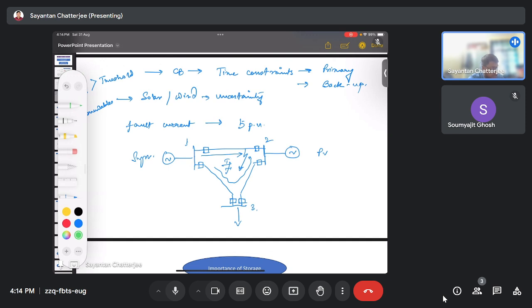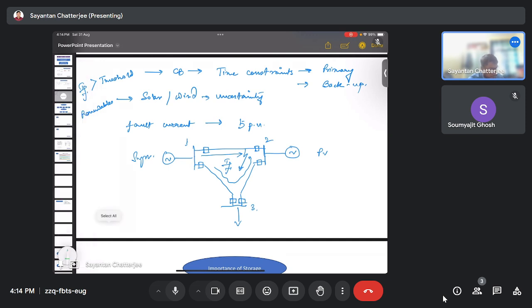the magnitude of these two fault currents would change, right? The magnitude of this fault current changes because the PV would also inject a fault current to this fault location, and similarly this path would also face a different fault current. So ultimately there is a change in the magnitude of the fault current. Now for the breakers we have relays R1 and R2. These relays would sense different fault currents, and accordingly they would send the trip command.